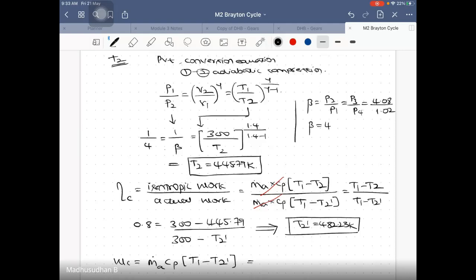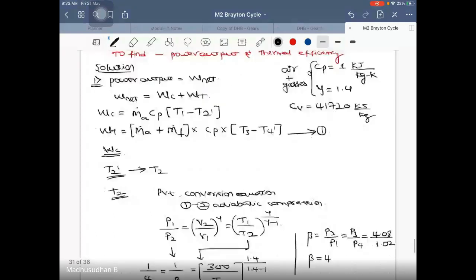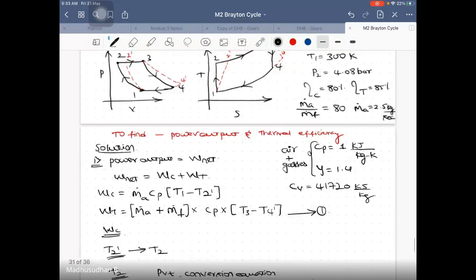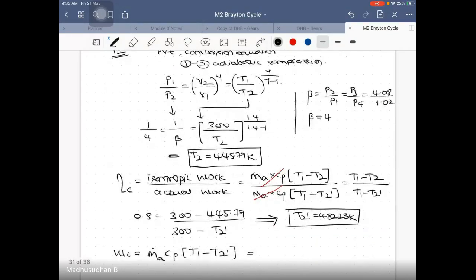What is the mass flow rate of air given? Mass flow rate of air is 2.5 kg per second, cross Cp value is 1, cross T1 value is 300 minus T2 dash value, 482.23. Now just check the units.